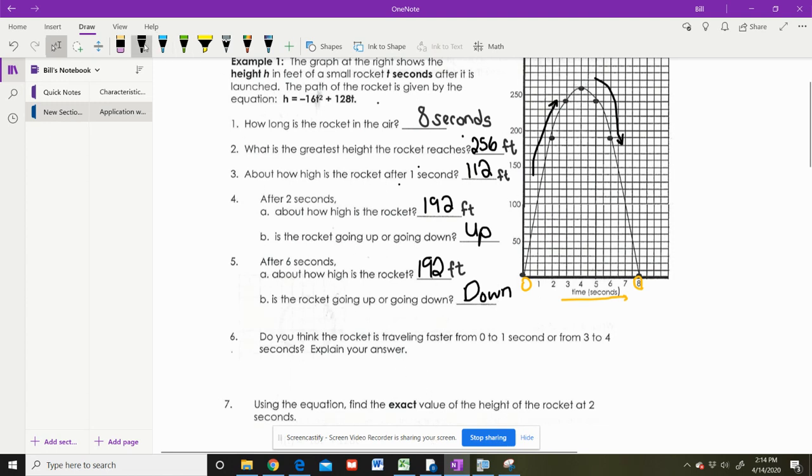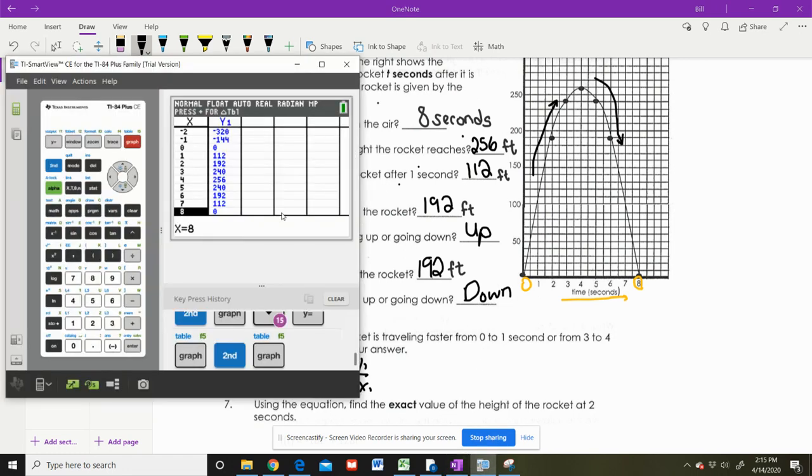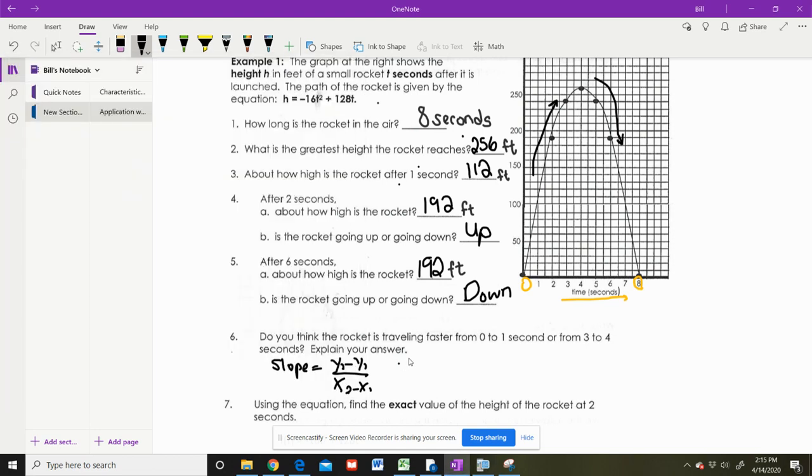One way that we could solve this algebraically is we could use our slope formula, right? And our slope is equal to, remember we said the change in y, or y2 minus y1, all over x2 minus x1. Okay, and from 0 to 1, if we go to our calculator, 0, comma 0, and 1, comma 112. So those are our 2 points. So from this one, it went from 0, comma 0 to 1, comma 112.